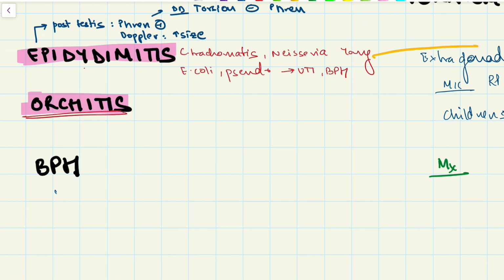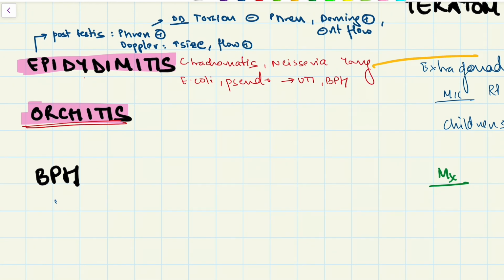Secondly, you will see the Doppler flow in the testes, while in torsion the testes would be high riding, and there will be absence of Doppler flow. It is very important to differentiate between epididymitis and torsion because one is a surgical emergency and the other is managed just by giving antibiotics. The next condition is orchitis, and it is the inflammation of the testes.